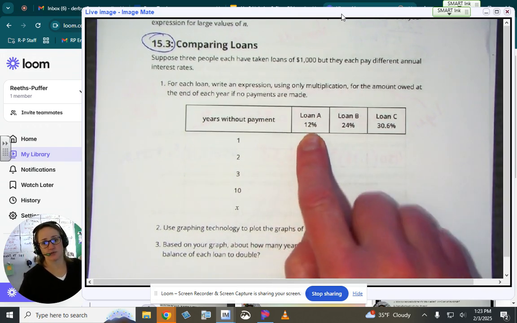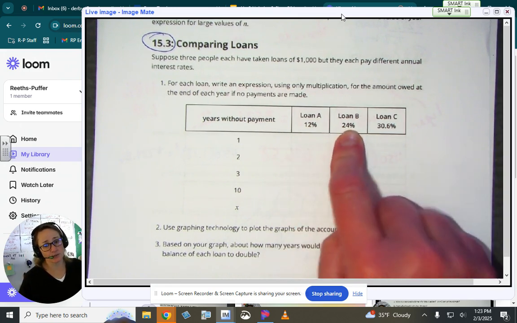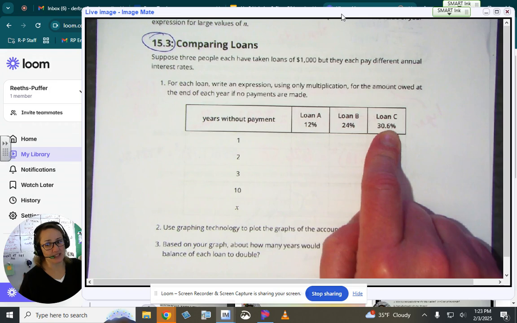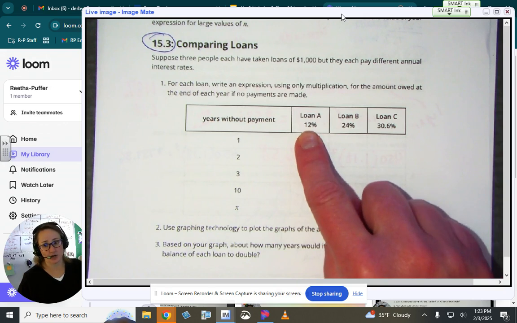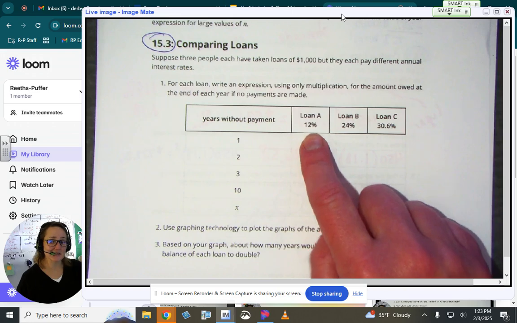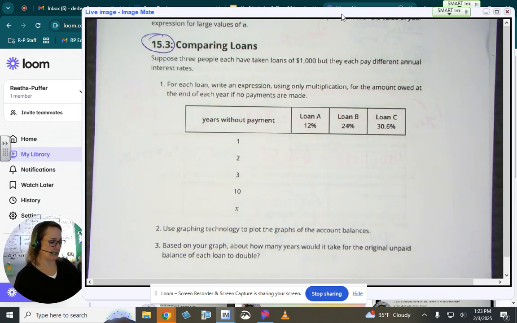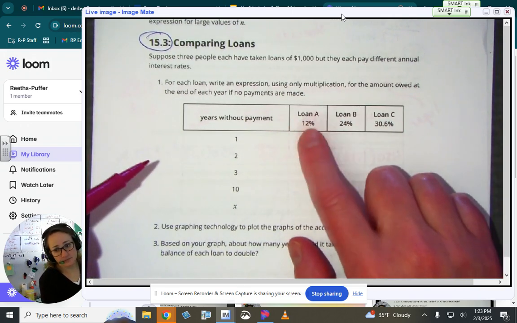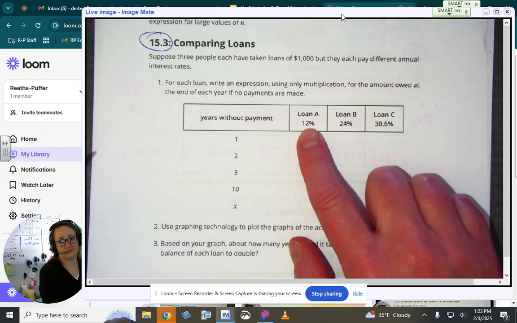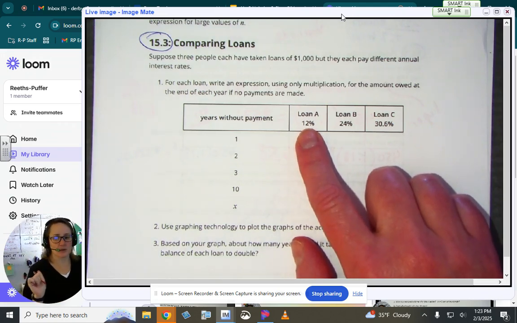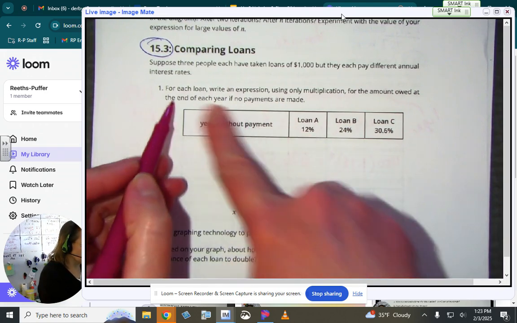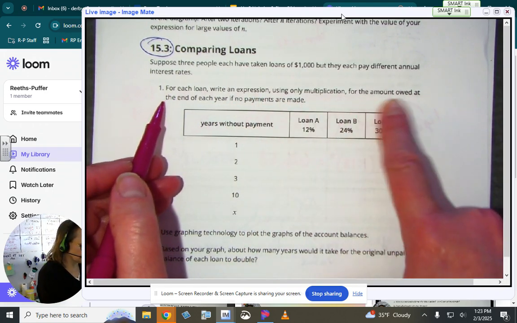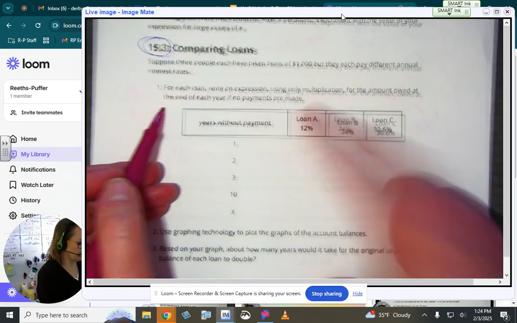So one person gets a 12% loan, one person gets a 24% loan, and one person gets a 30.6% loan. Okay, so this person has the best credit score because they have the lowest percent. This is what's added on as interest. Okay, so if you're adding interest to a loan, you want it as low as possible. We'll talk about savings accounts soon. All right, for each loan, write an expression using only multiplication for the amount owed at the end of each year if no payments are made.